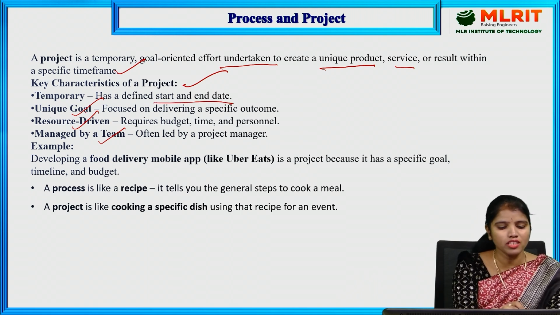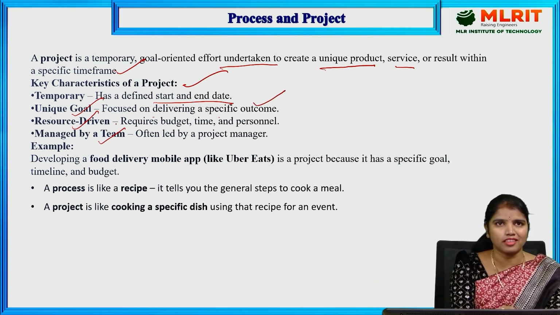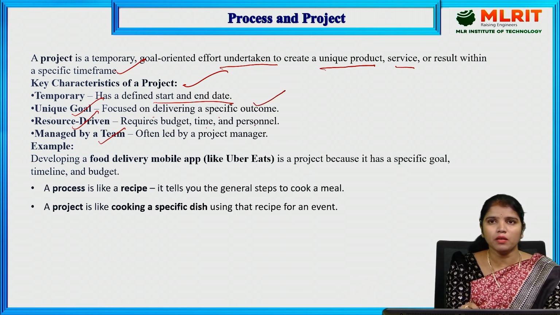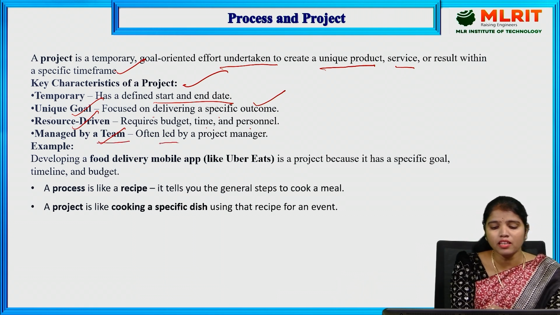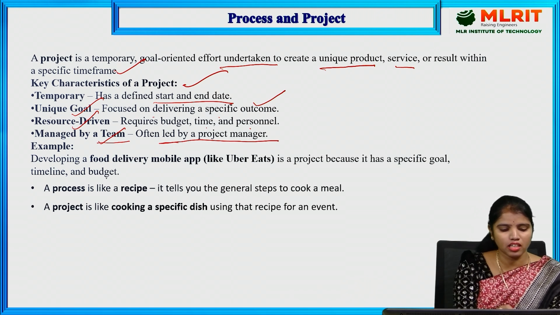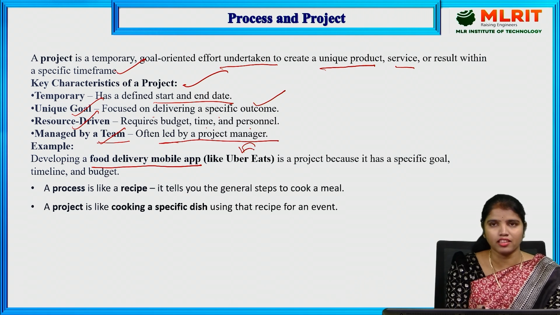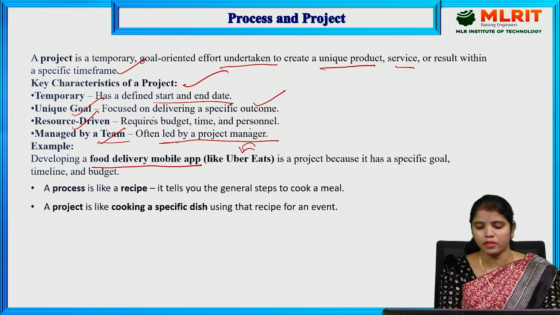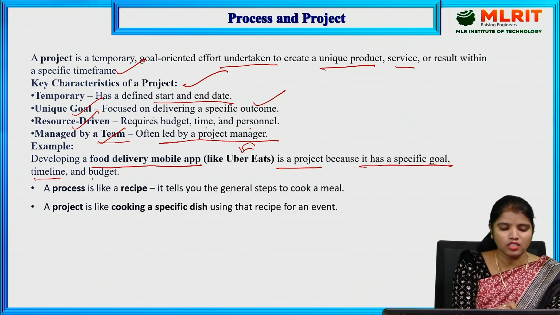And a unique goal, it focuses on delivering a specific outcome. Resource driven is nothing but it requires budget, time as well as the personnel. And managed by a team, it is often led by the project manager. For example, the example I am taking is developing a food delivery mobile app. As we know, food delivery mobile apps like Uber Eats, Zomato, Swiggy all come under the food delivery mobile app. It is a project because it has a specific goal, timeline as well as the budget.